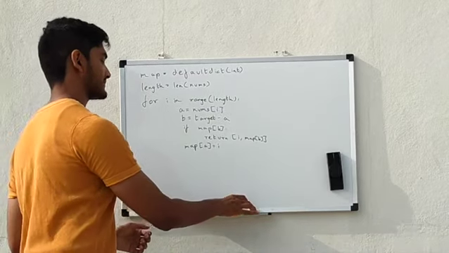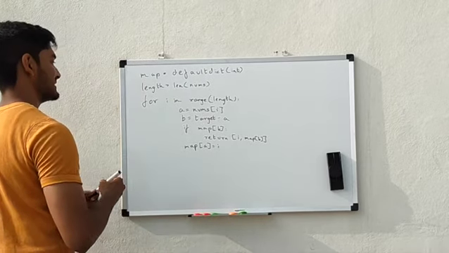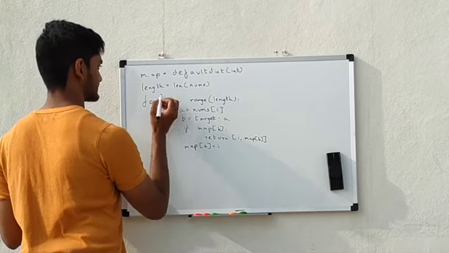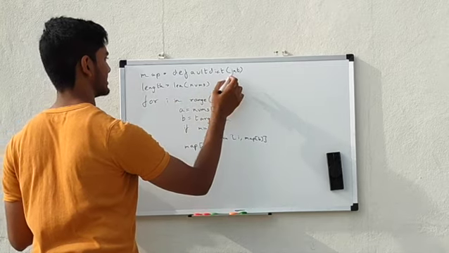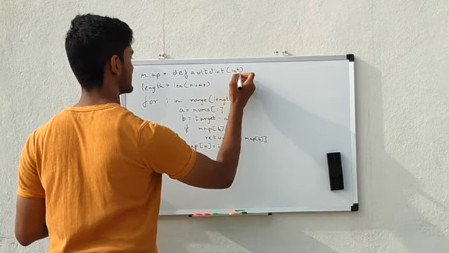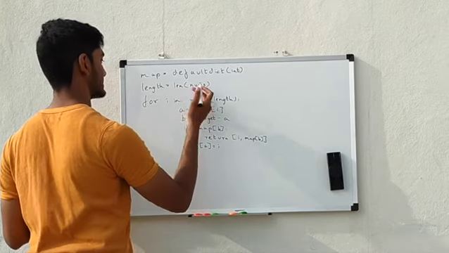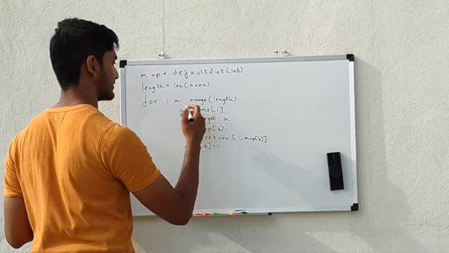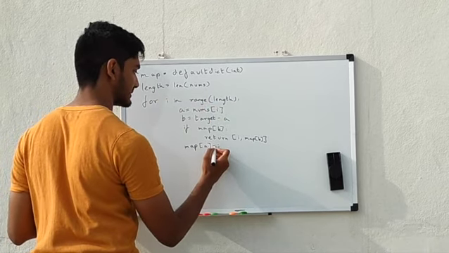Okay, so this is the final code here, and if you look at it, we use defaultdict of int for creating the map. For length, we still use the same thing, for I in range of len, and all this is the same.